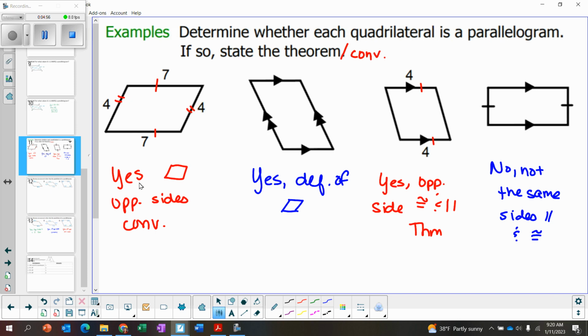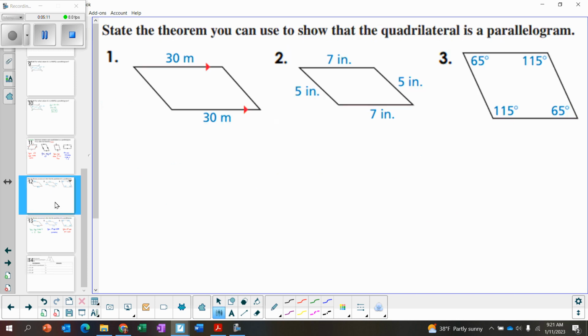So if you can't remember the name of the theorem, just tell me exactly what you see happen. Both pairs of opposite sides congruent, right? Both pairs of opposite sides parallel. Right, so go ahead, try these three. Pause when you're ready to see the answer, hit play.